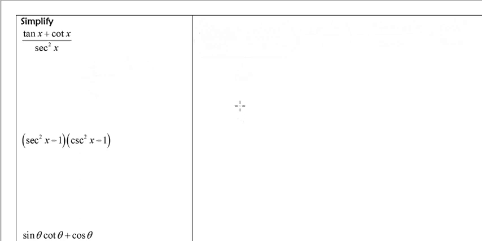All right, here we go. We've got tangent of x plus cotangent of x, divided by secant of x squared. And I want you to really understand that with these problems where you're simplifying your trig identities or proving them, there's not just one way to do this.